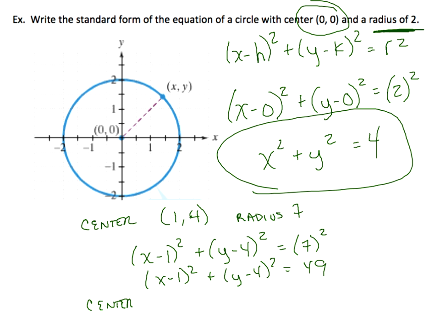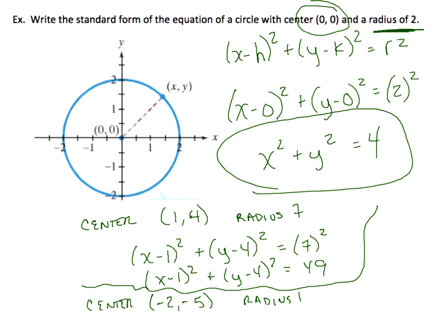If you had your center at -2, -5 with a radius of 1, that would be (x minus -2) squared plus (y minus -5) squared equals 1 squared. So the standard form for that one would be (x plus 2) squared plus (y plus 5) squared equals 1.